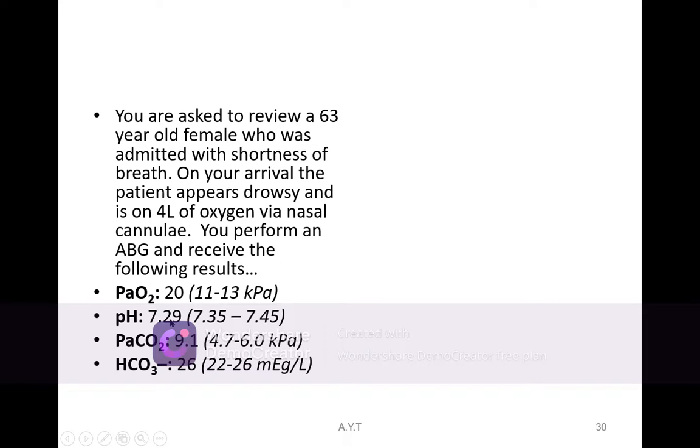pH is 7.29. It is acidosis because normal is higher. PaCO2 is 9.1 kPa, normal 4.7 to 6. It means the PaCO2 is about 55 millimeters. Normal is 45. It is more than that. The patient is in respiratory acidosis. Bicarbonate is not touched, it is normal. This is the case of the uncompensated type of respiratory acidosis.